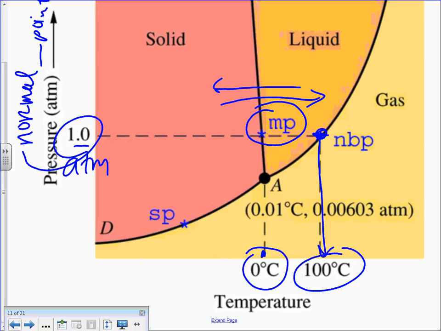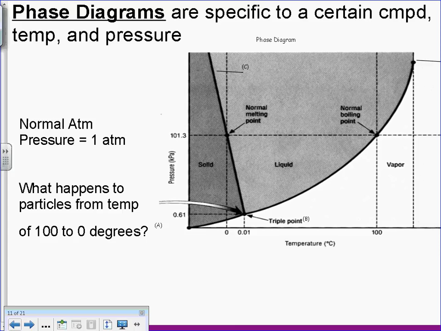Now try to make this graph. Here's that graph. Here's point A down here. This is point D. This is point B. This is point C.